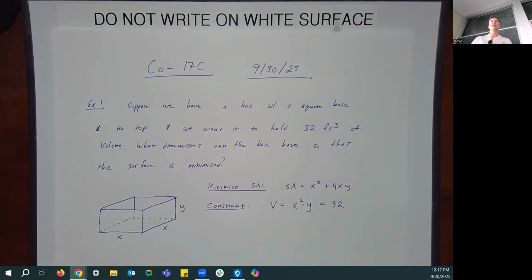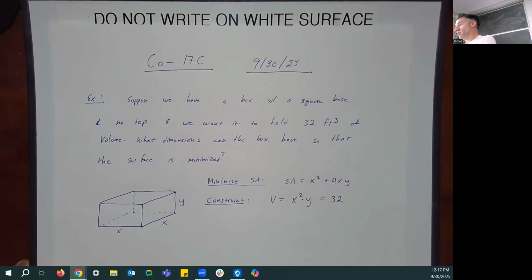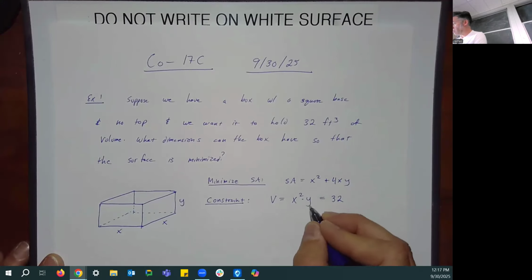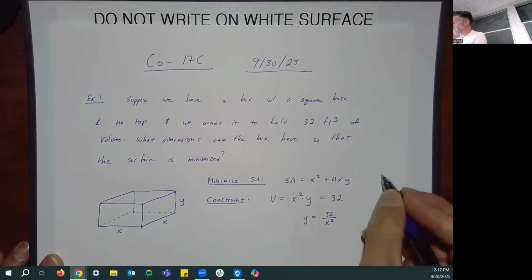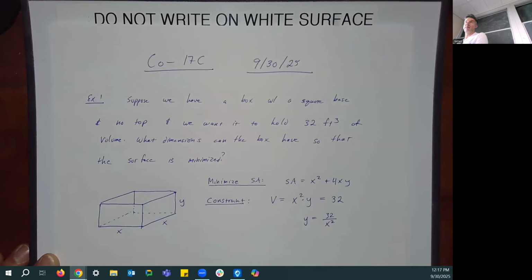So your constraint should typically be equal to some number or some given constant. They might do something annoying, like say it's c, which always feels like a pain, but that's a valid choice. But here, our volume is 32. So now we're going to use this constraint equation to isolate one of the variables. You usually want to pick the easier choice. Here, I would pick isolating y, say that y is equal to 32 divided by x squared, and then substitute that back into the thing we want to optimize.